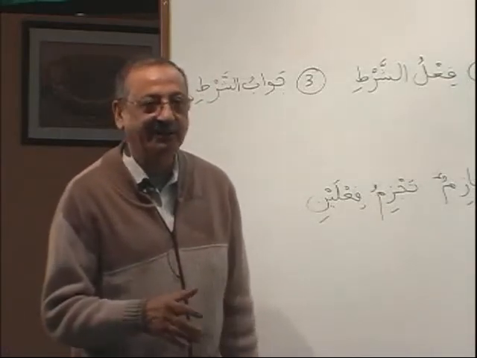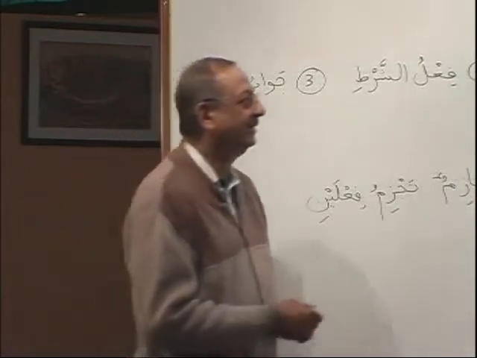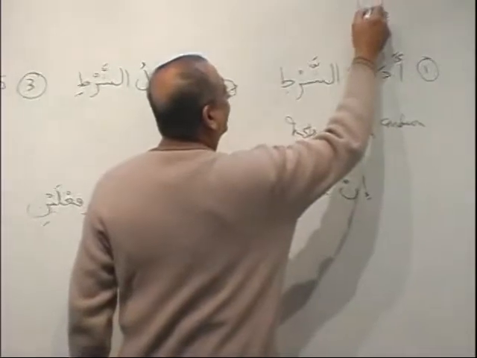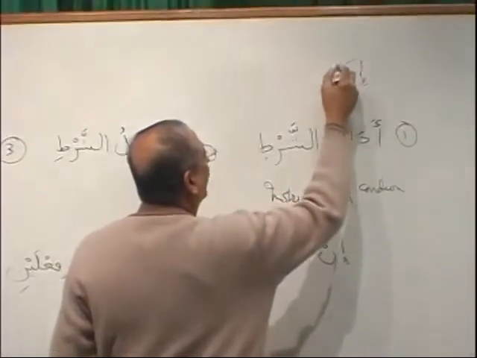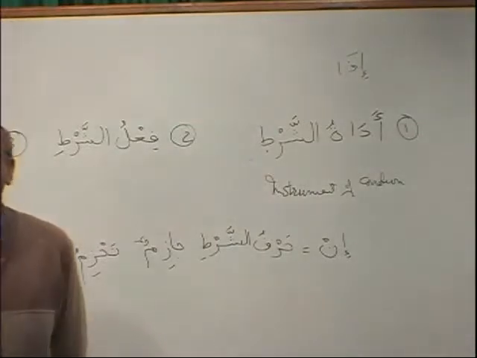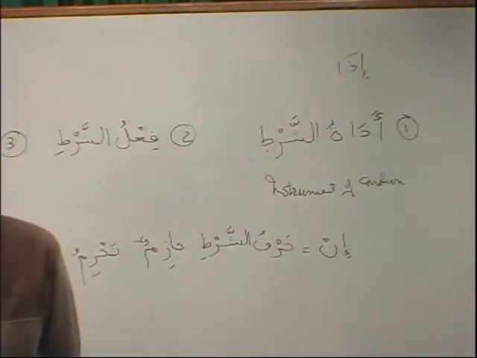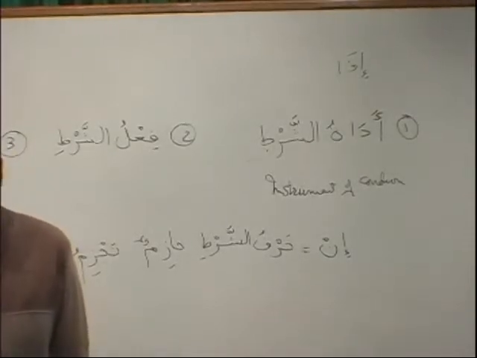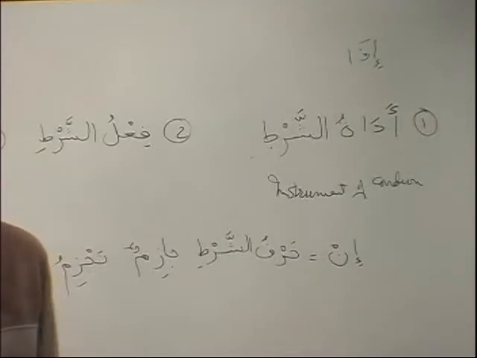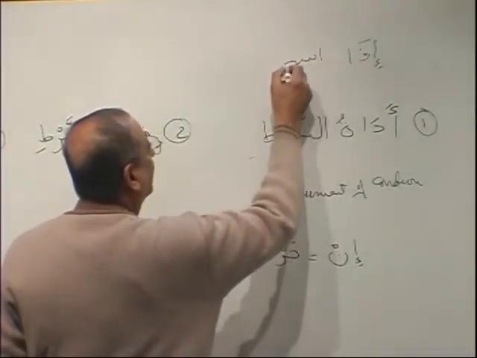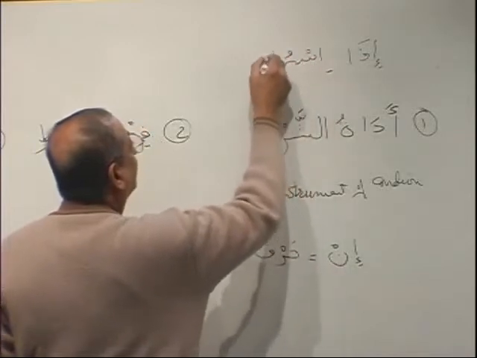if I say something, but maybe I should write. Because you are going to learn all this. What is iza? Ismu shartin. Because iza is a zarf. So zarfs are all nouns. Are you with me? All zarfs are ism. So iza is ismu sharti.